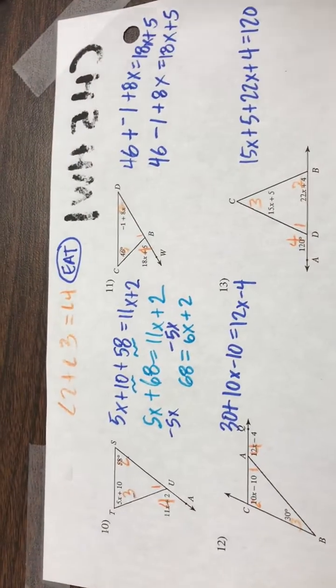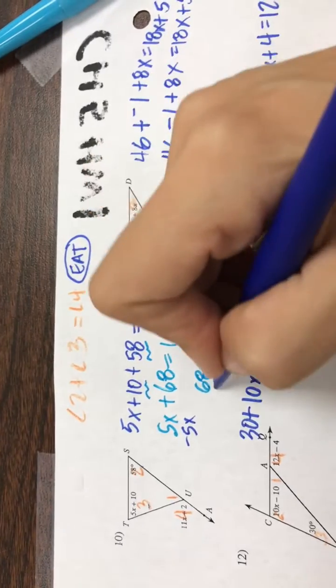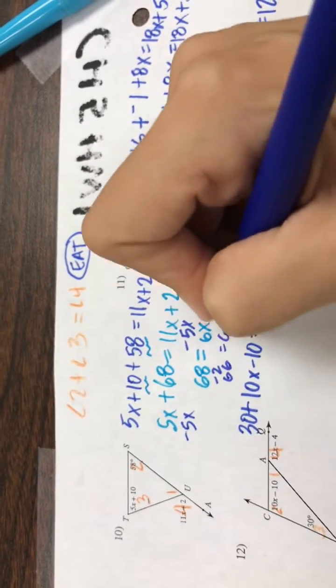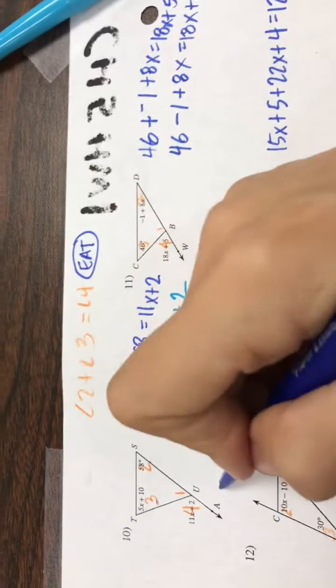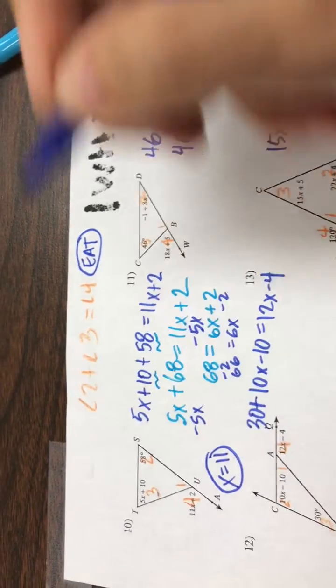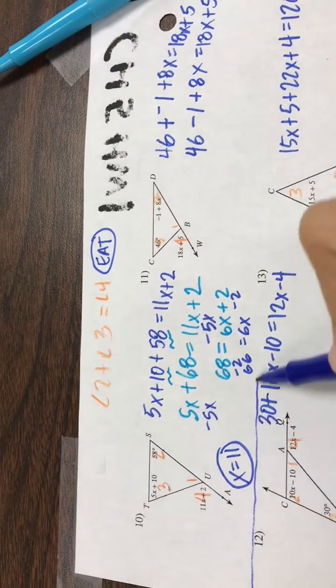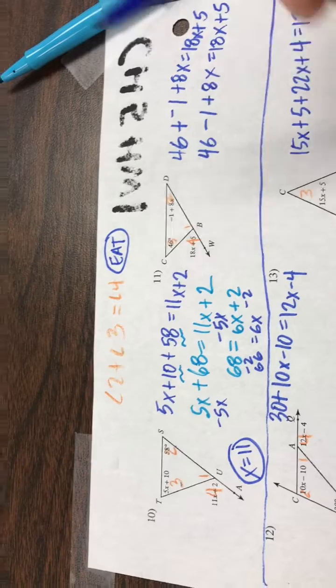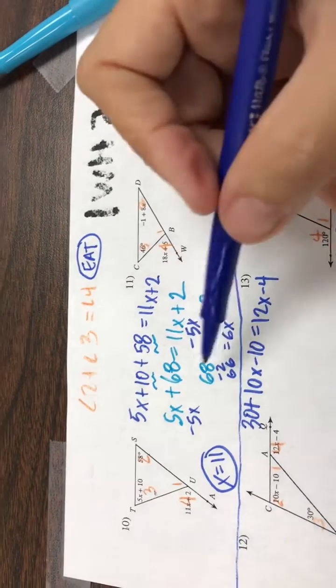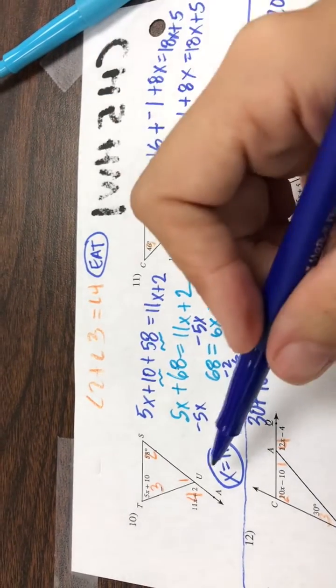Now I have to get x by himself on one side. Okay, so I get x is 11. I'm starting to kind of get into the space there, so we'll just separate that. Okay, so if I divide 6 on both sides, I get 11.